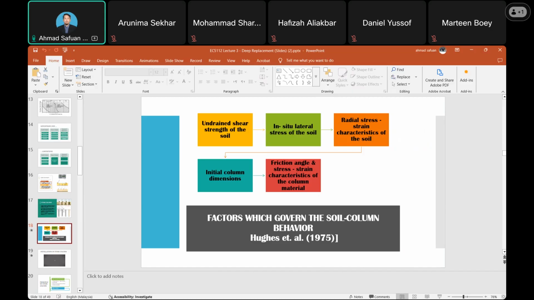Then the friction angle and stress strain characteristic of the column material. By knowing the characteristic of the column, combined with the characteristic of the soil, then we can determine what we call the carrying capacity and also the settlement. So later on we will go on how to design for the soil column methods.